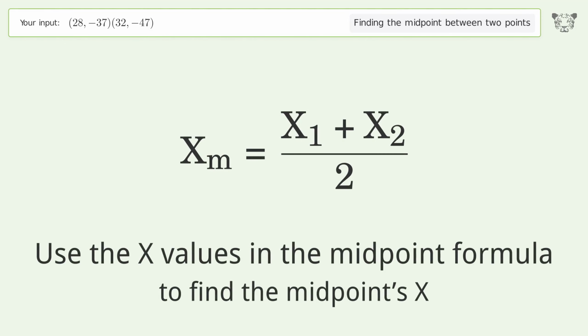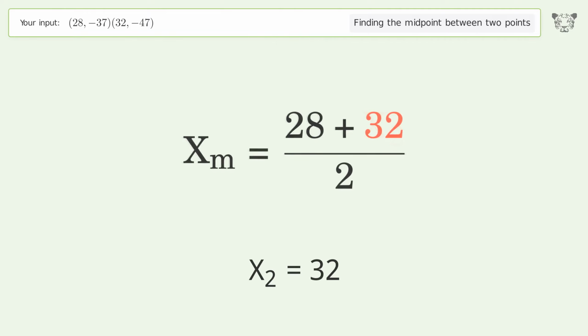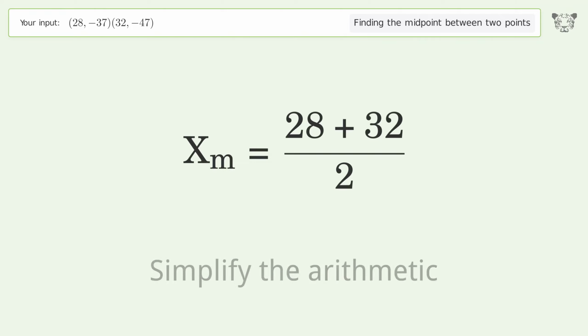Use the x values in the midpoint formula to find the midpoint's x. x1 equals 28. x2 equals 32. Simplify the arithmetic.